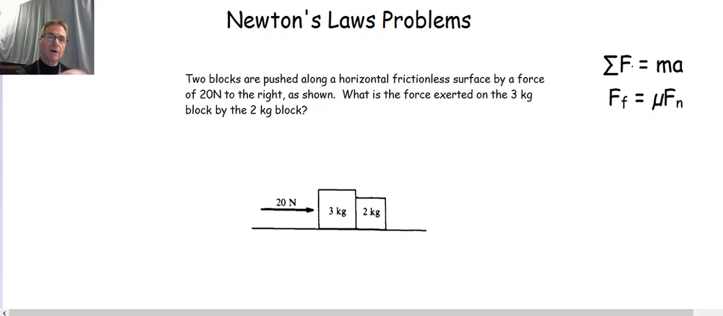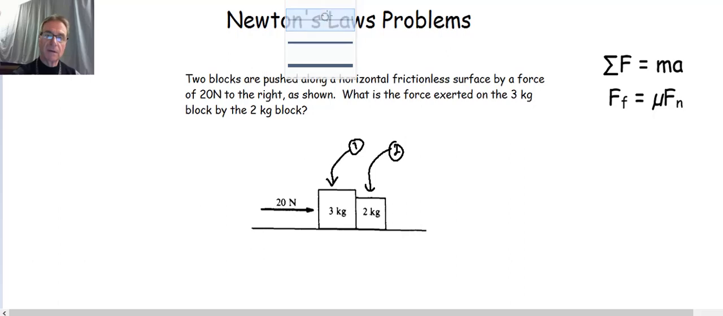So here we have our two blocks. We'll call that one block 1, and we'll call that one block 2. This writing is a little bit thick here, but I guess it's okay. So we have these two blocks, we have one force, and we want to know what the force exerted on the 3 kilogram block is by the 2 kilogram block. So first, let's take a look at the different forces that we have on each one of the blocks. Let's look at the 3 kilogram block first.